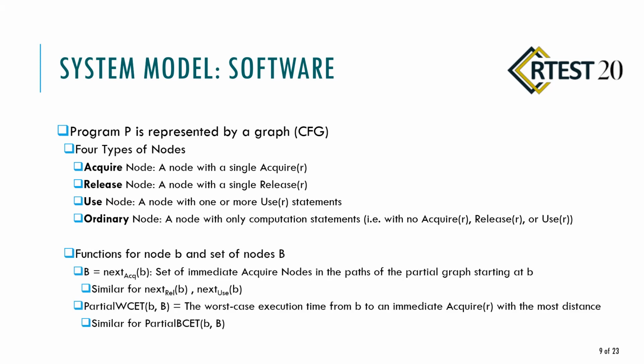Also, we define some functions for node b (small) and set of nodes B (capital). For example, next acquire for b is a set of immediate acquire nodes in the path of the partial graph starting at node b. And it is similar for next release for b and next use for b. Also, if B is equal to next acquire for b, partial W set between b and B is the worst case execution time from b to an immediate acquire statement with the most distance. Also, it is similar for partial B set between b and B.